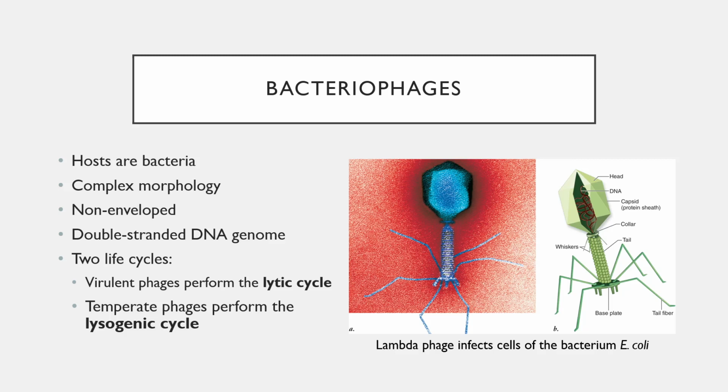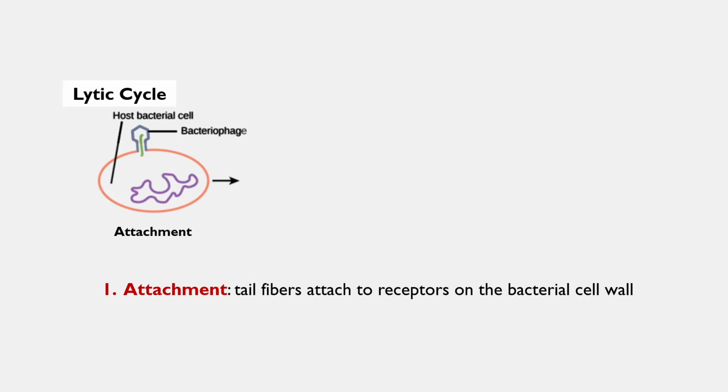So let's start by looking at the lytic cycle, the cycle performed by virulent phages. In the first step of attachment, those tail fibers that we saw on the previous slide will attach to the receptors on the cell wall of the bacterial cell host that has been targeted by the virus.